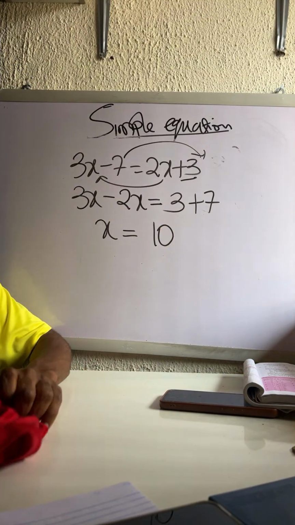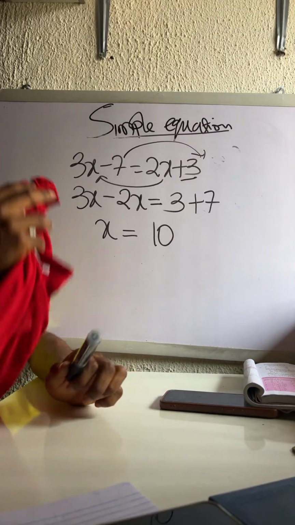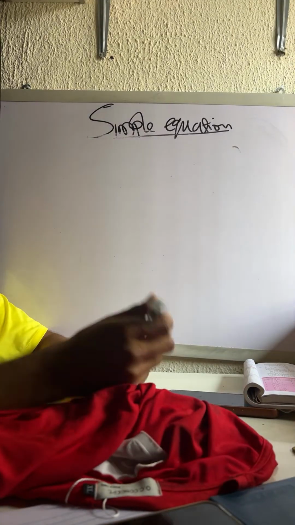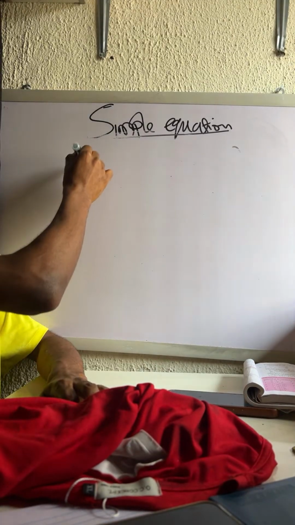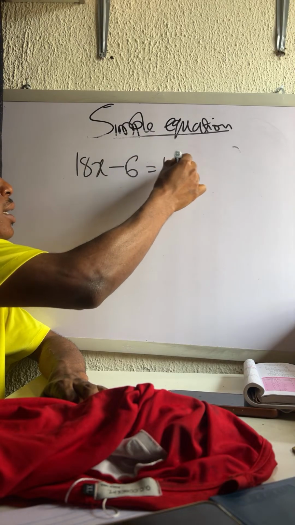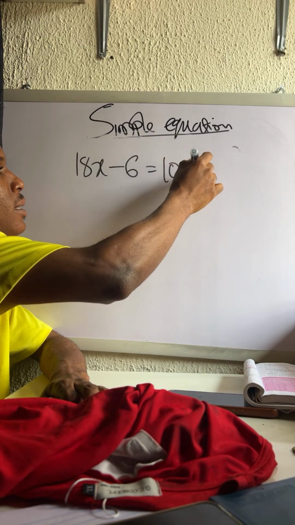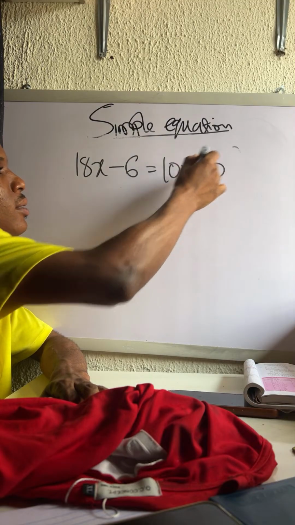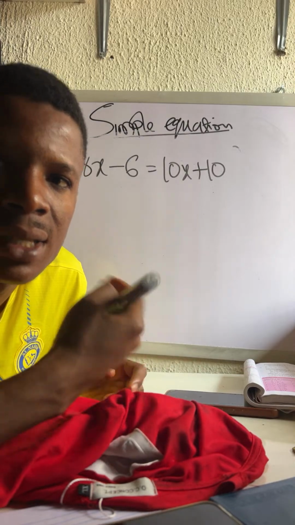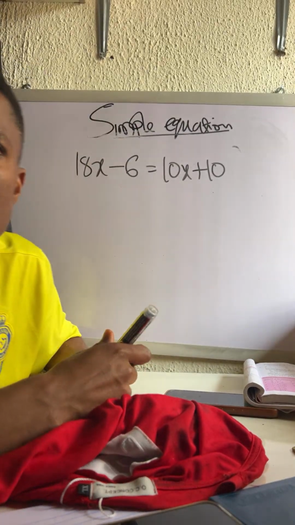So this is very, very simple to do, okay? x is actually 10. So let's go to the next one. We have 18x minus 6 is equal to 10x plus 10. Wow, what a number. Can you solve this? Let us know your answer in the comments.